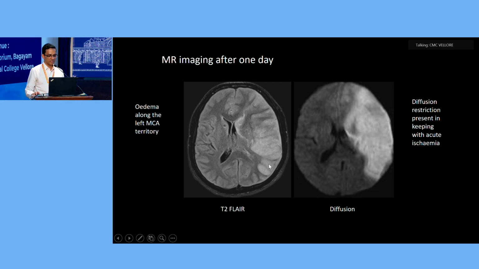MR imaging was done a day later, and we can see again a fairly large infarct, and there's effacement of the left lateral ventricle and early midline shift. So what would be the next line of management? Yeah, so most likely this patient will go for decompressive craniectomy.